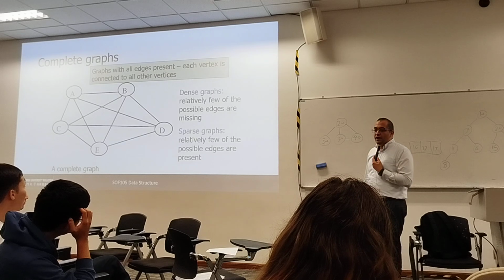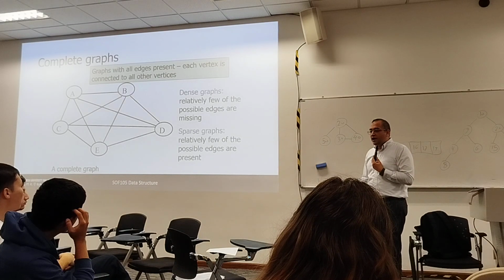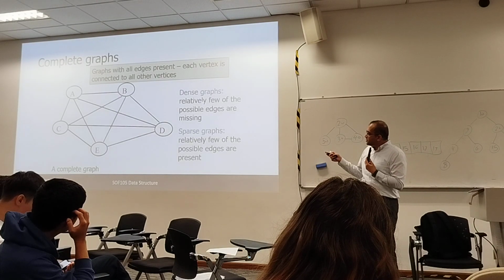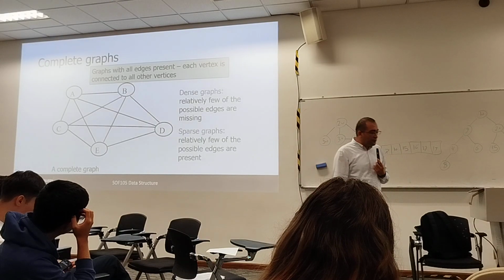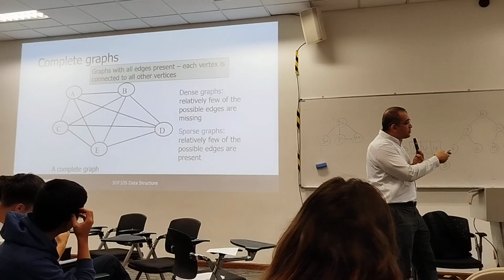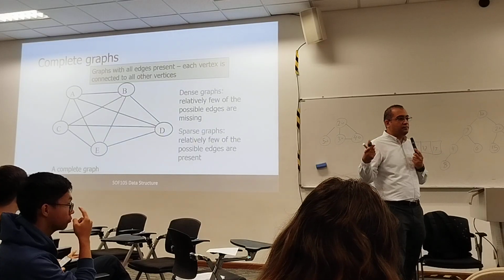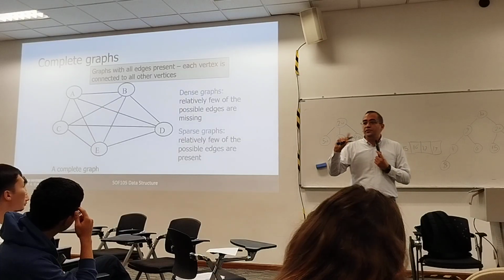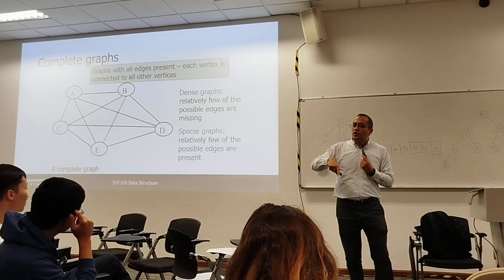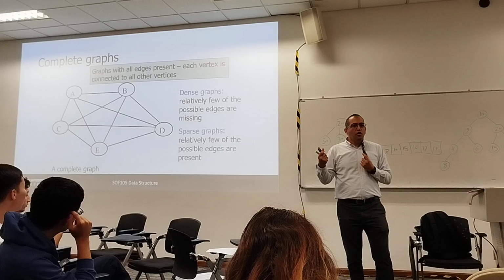The first one is dense graph. What's the meaning of dense graph? Dense graph means relatively few of the possible edges are missing. So if I come to this graph and I remove the edge between A and B, I remove this edge. What happened to the graph? It is not complete anymore, correct? What can we call it? Dense graph.